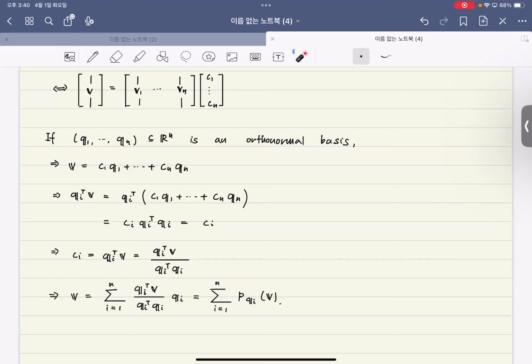But if your basis vectors are orthonormal basis vectors, then you take projections onto each of these basis vectors and you take a summation, then it is guaranteed to be the same as the original vector.